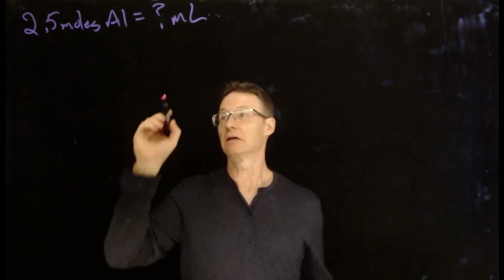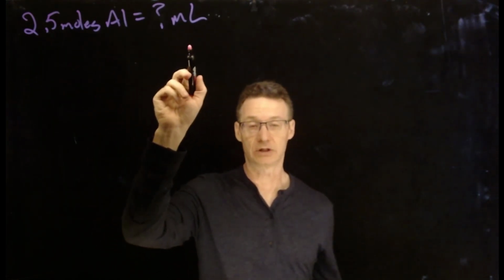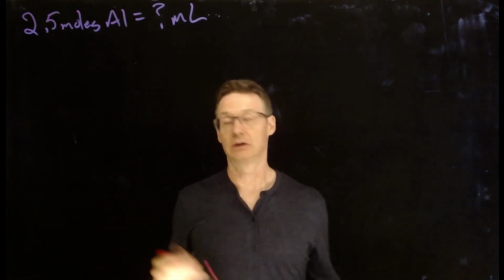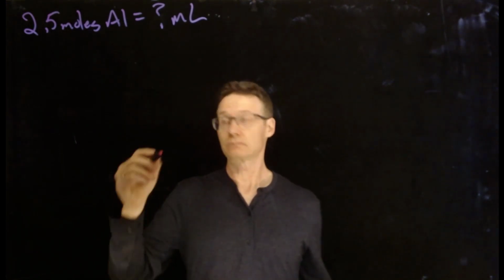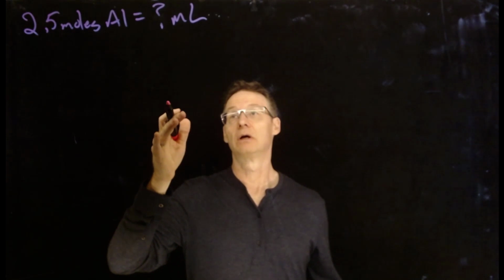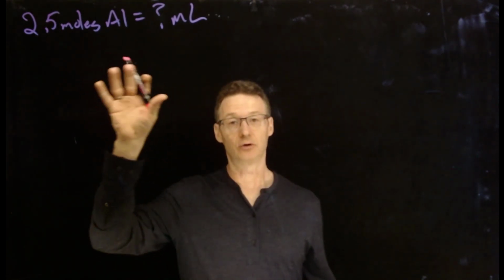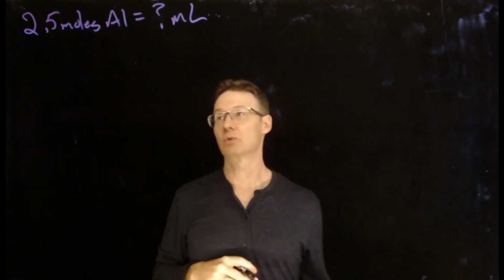So we need a conversion that has moles in it and a conversion that has milliliters in it, and they have to share a common intermediate unit. So the unit that we're going to use is grams. We saw in the last problem that we can convert between moles and grams, and we can convert between grams and milliliters using the density of aluminum. Again, if you're not familiar with density, you will learn about that in chemistry as well.